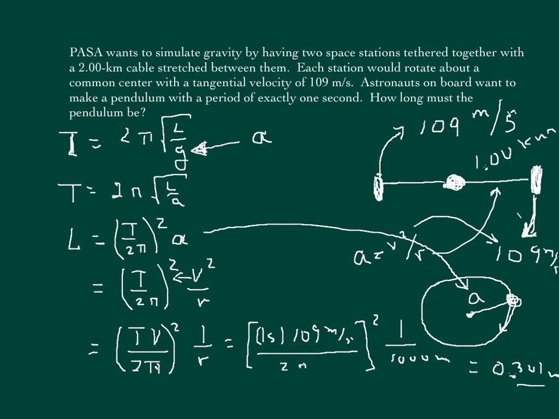And we keep 3 significant figures here because we have 3 in the meters per second and 3 in the length of the cable. So the length of the pendulum would be 0.301 meters. But we solved this problem by looking at the centripetal acceleration and putting it back into the equation for the period of the pendulum.